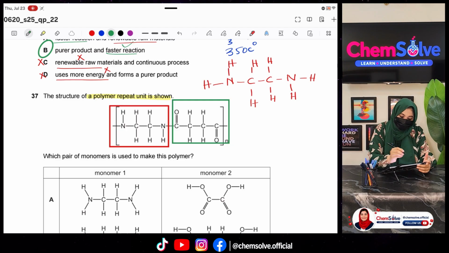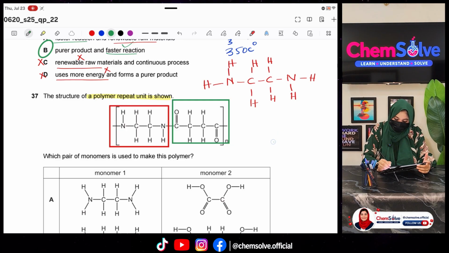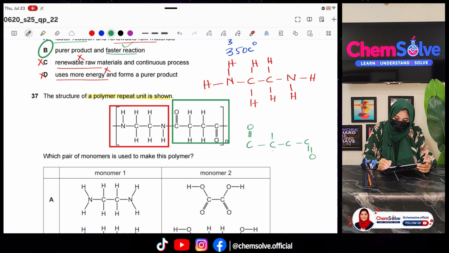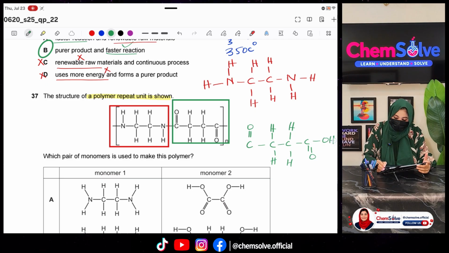Okay, so the green box thing is C, C, C double bond O, C double bond O, and clearly it is a hydroxyl group. So I should add a hydroxyl group. This is a carboxylic acid group. So I should add a hydroxyl group here. So these are the two monomers here.